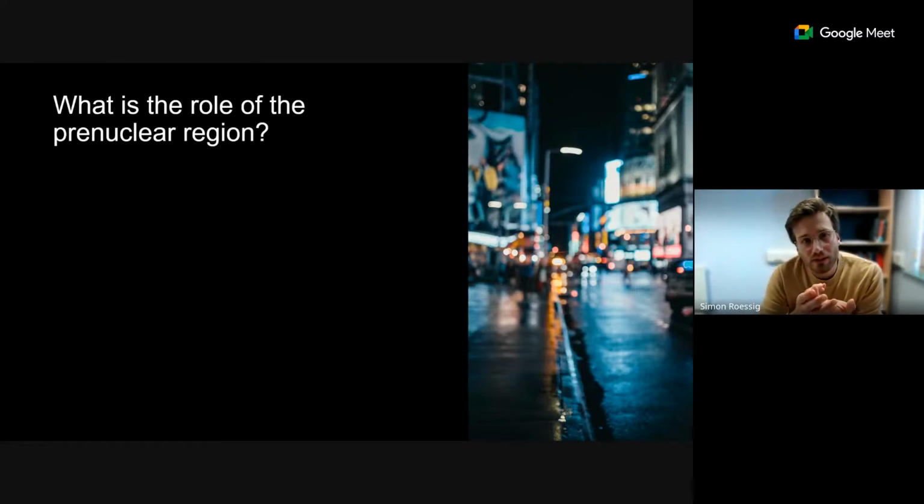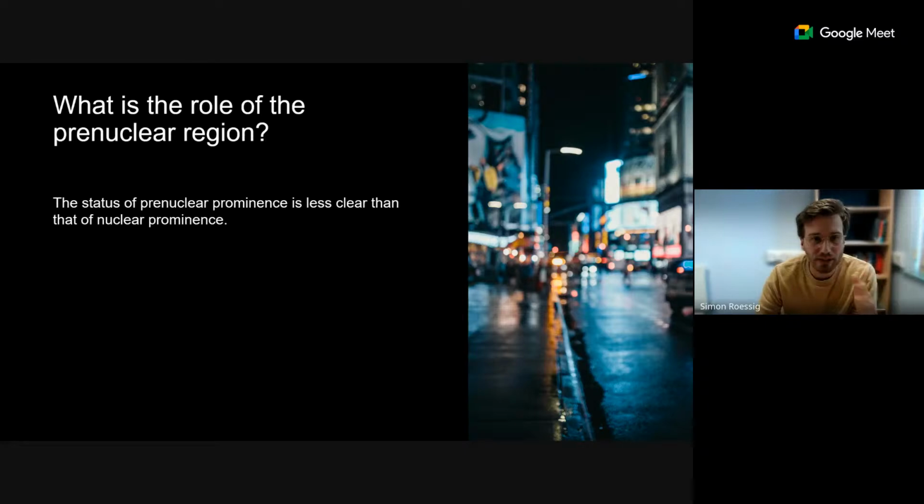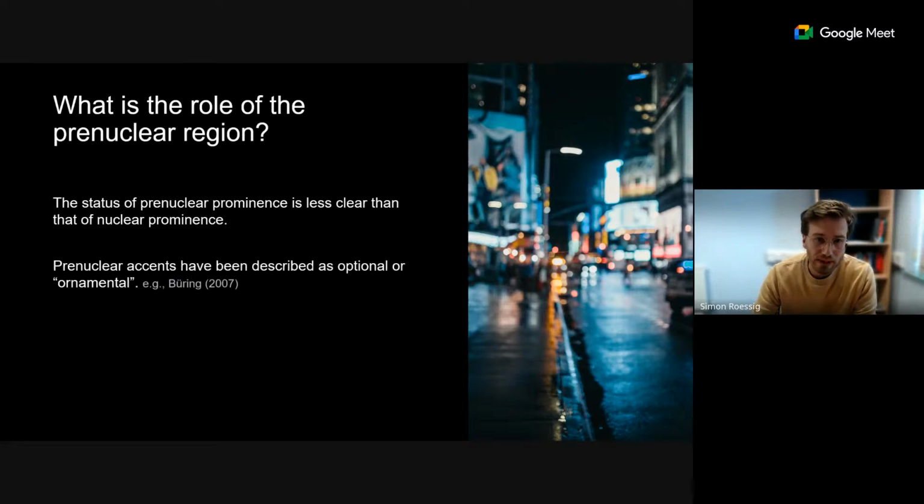So an important question to start here is, what do we know about the role of the prenuclear region? Well, it's probably safe to say that the status of prenuclear prominences is somewhat less clear than that of nuclear prominence. Some authors have argued that prenuclear accents are sort of optional or ornamental, and that they don't play such an important role for the marking of information structure. And others have acknowledged that it is in general much harder for linguists to describe prenuclear accents. So we get lower intertranscriber agreement when it comes to those prenuclear accents.